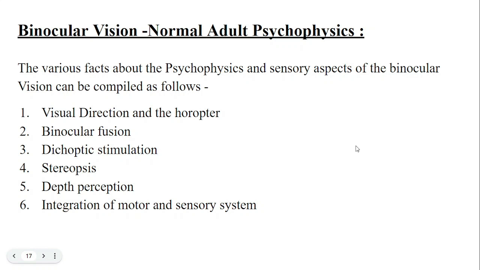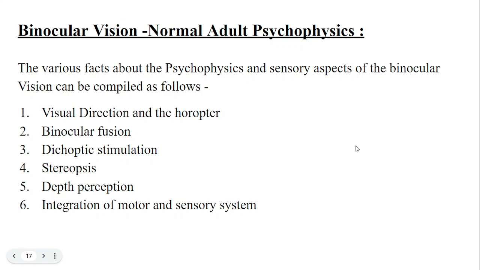Visual direction refers to the direction of an object in space as perceived by the eyes. The horopter is the imaginary line in space where objects have corresponding points on the two retinas and where visual direction is perceived as single and binocular. The brain uses the horopter to calculate the position of objects in space.